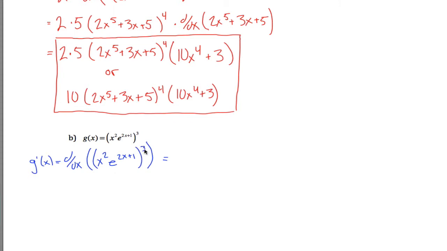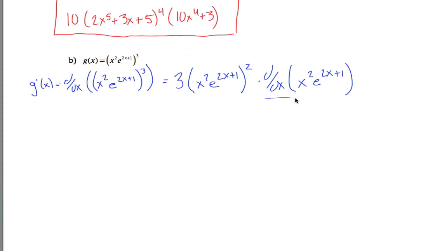So what I can do is I can kind of apply the power rule and take this 3 down in front, leave all this mess on the inside that's kind of playing the role as the x in the power rule, and then subtract 1 from the exponent. Unfortunately, at this stage, I am not done, because I still have to multiply that times the derivative of x squared e to the 2x plus 1.